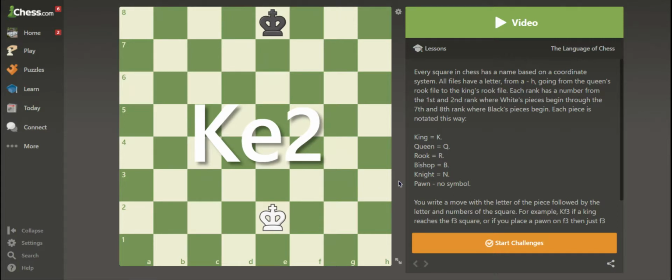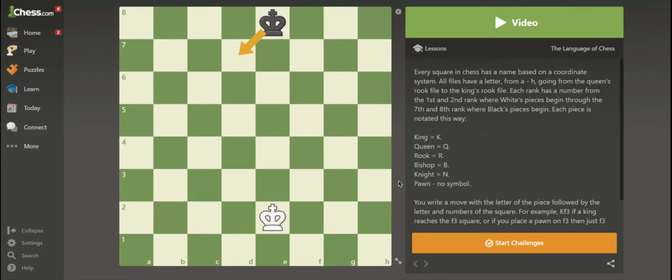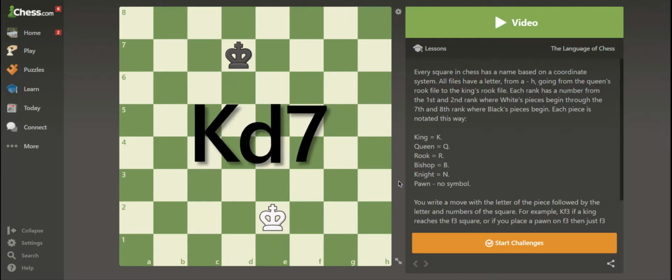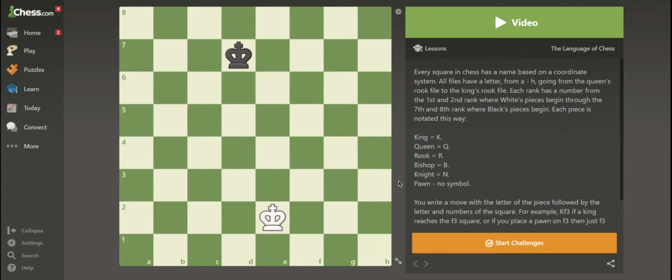Let's say black wants to play King to D7. In this case, it's the same idea. Capital K, lowercase D7. So piece, then square. K, D7. We will use the same idea for all the other pieces. The rook is a capital R, the queen a capital Q, the bishop a capital B. The knight, however, is a little bit different. Since the capital K is already used for the king, we use a capital N for the knight. For example, N E6.